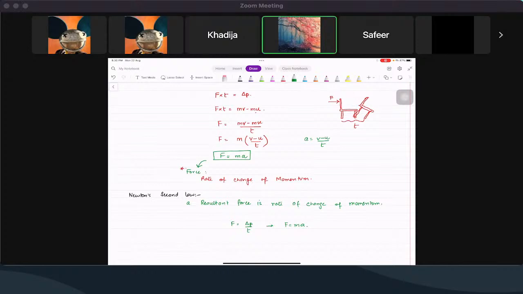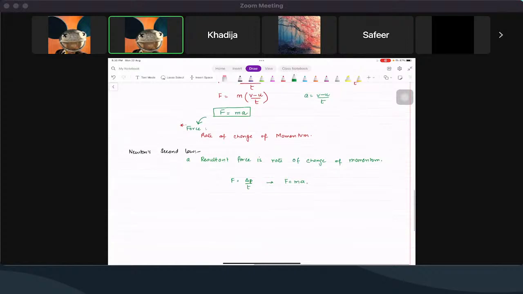Now, interestingly, you might be surprised that Newton's second law basically came first, then Newton's first law. So why did he name the second law as second law and not the first law? Because the first law was needed to explain what he meant by resultant force.